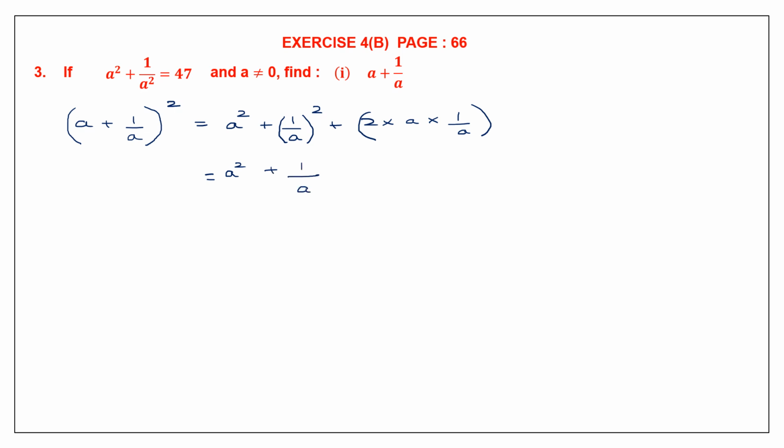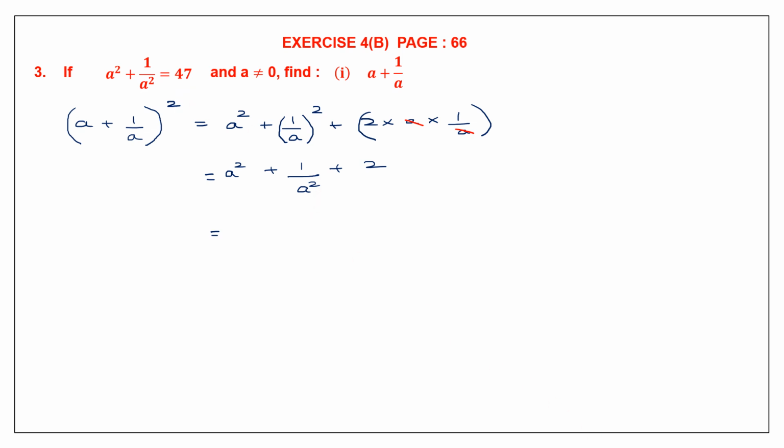A into a is a square plus. Now here we have 2 into a into 1 by a. We can cancel the two a's. So we just have 2 into 1, so that is 2. Now here what do we have? Here we have a square plus 1 by a square, and that is already given to us. The value of that is already given to us, and that is 47.